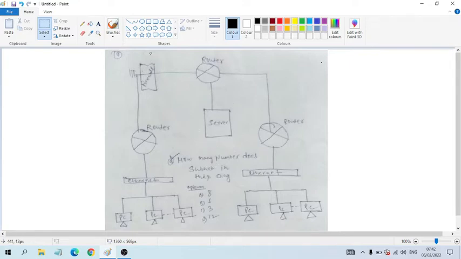So suppose first we see this is the router. So router 1 and router 2 and router 3. This is the main part of the question and the twist, we can say.